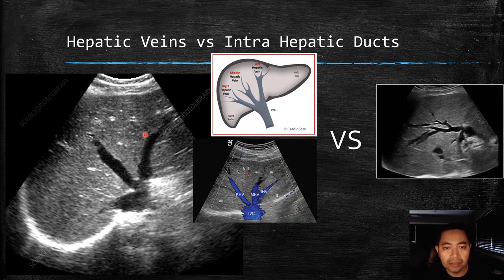The hepatic veins are easily and clearly differentiated from the intrahepatic ducts by their course and by their walls. The walls of the hepatic veins are not echogenic compared to the bile duct and portal venous system. If one would follow the hepatic veins on the transverse axis, they would be seen draining into the IVC.